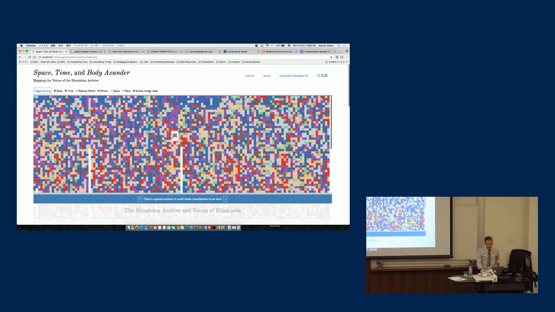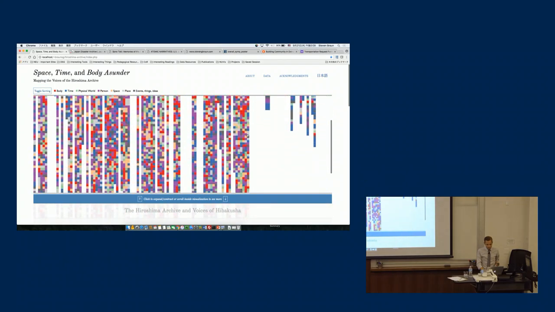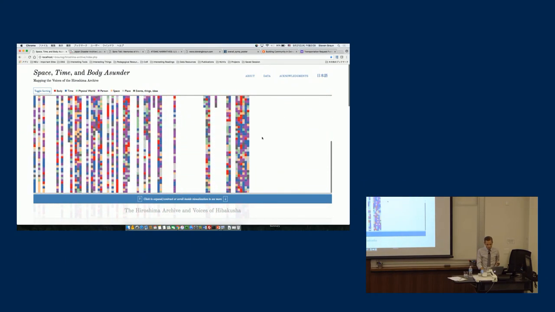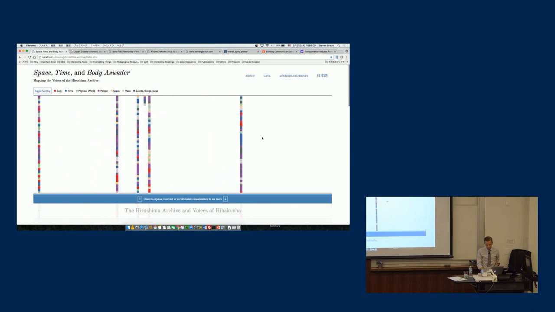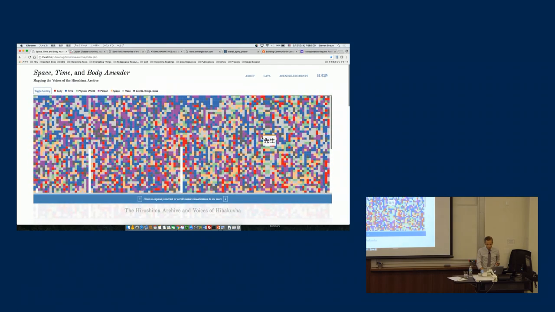Just based on this representation, we can see, for example, that some testimonials are shorter, some are much longer, and some are very, very long. After doing some morphological analysis, which included taking the text of these testimonials, tokenizing them, breaking them up into words, and then doing thematic analyses, categorizing these words according to whether they were talking about the body or time or the physical world, person, space, place, events, things, and ideas.